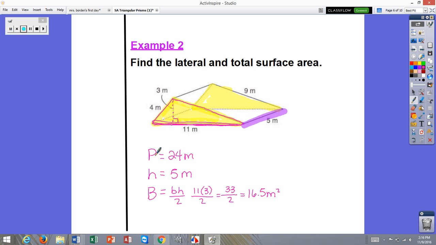Okay, we've got our P, we've got our H, we've got our big B. So now we're going to find the total and lateral surface area. Remember our surface area formula, PH plus 2B, okay? So P is 24, H is 5, so 24 times 5 would mean that my lateral surface area is 120 meters squared.